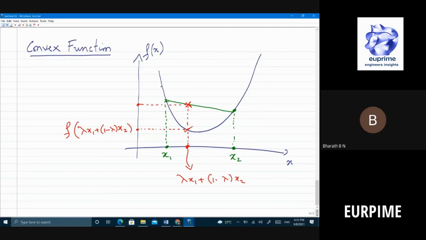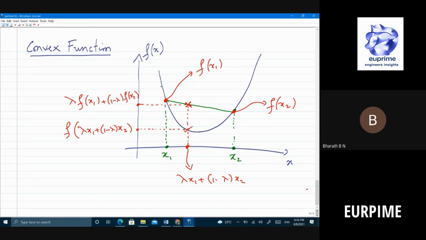What is this height? See, I'm taking this height, and it's a linear convex combination of the heights, right? So this is nothing but lambda f of x1. See, height of this is f of x1, right? So this is f of x1. This is f of x2. So it's a convex combination of f of x1 and f of x2, right? That gives me this point, right? This is fine. Okay.